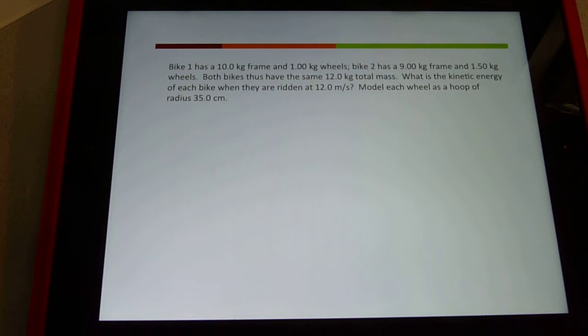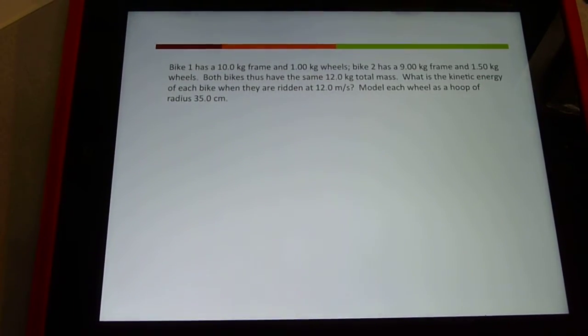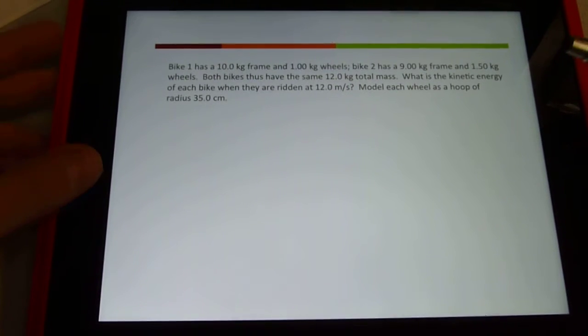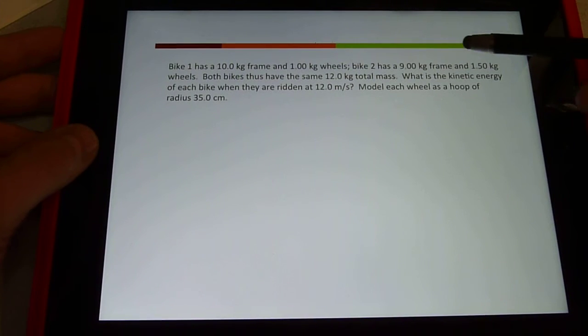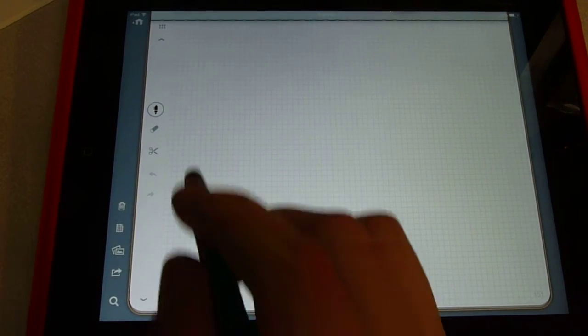Again, if these two masses of 12 kilograms apiece were just sliding in one direction, they would have the same kinetic energy. We're going to see that they don't, because we have rotational kinetic energy to consider as well. So here's how we go about doing that. Let's first just talk about those wheels.